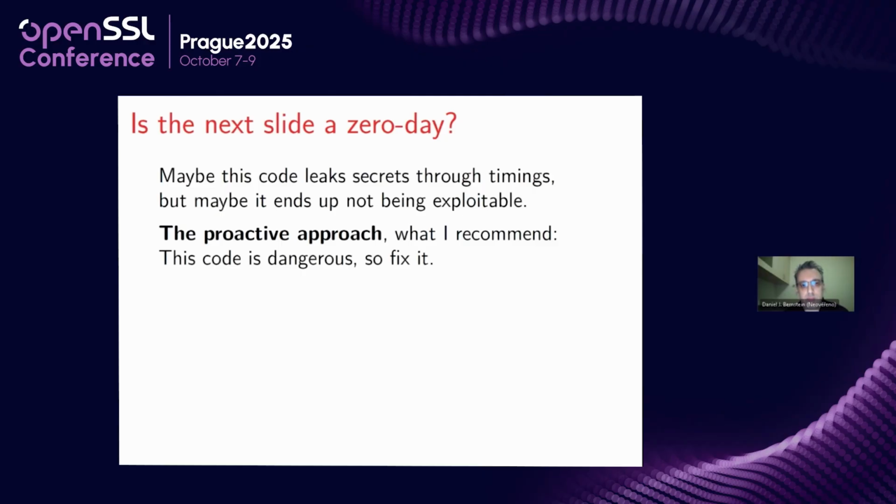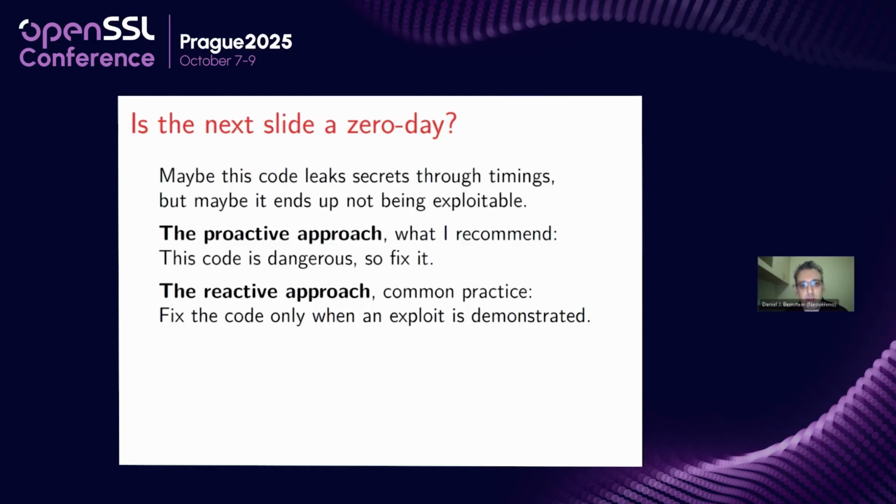But a lot of times what people do instead is something more reactive, where they say, if somebody demonstrates an exploit, then you fix the code. Otherwise, don't worry about it. Now, let me be clear about the trade-offs here. Maybe the code is not exploitable. Sometimes code like this is not exploitable. And then the reactive approach is saving time, because it's not doing any work until an exploit is demonstrated. And if the code is not exploitable, then why do the work? On the other hand, if the code is exploitable, then, well, the reactive approach is leaving users vulnerable.